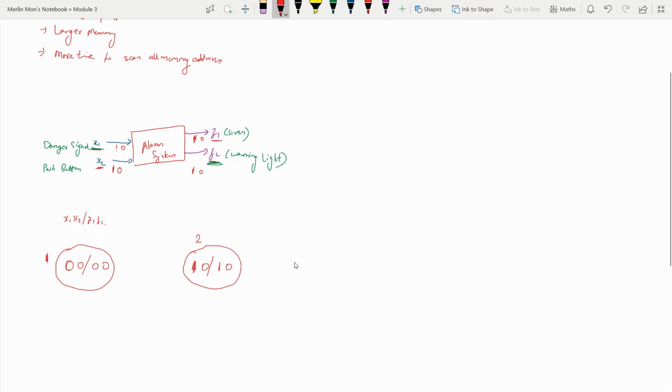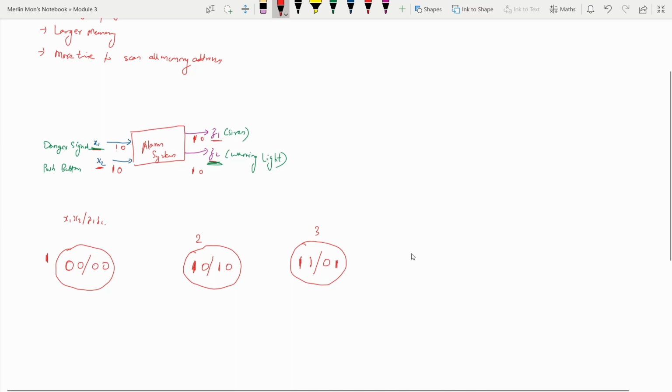Then the third state is where the operator arrives at the scene and pushes the push button, so the push button is also activated. x1 is still 1 because the danger still persists, and since the push button is activated, x2 is also 1, and we will have a slash. Then z1 and z2: this is kind of an acknowledgement, so the siren becomes inactive, it will become 0, and the warning light will be high. As long as the danger is not averted, the warning will remain high. So this is the third state.